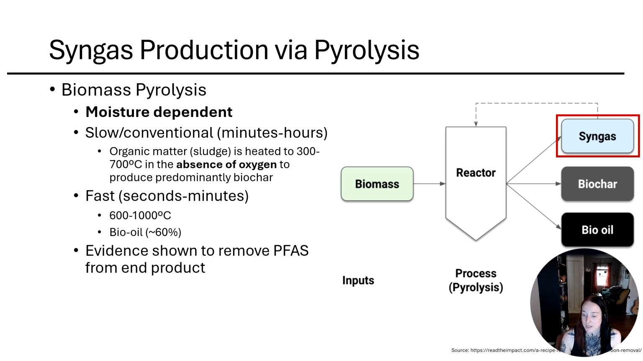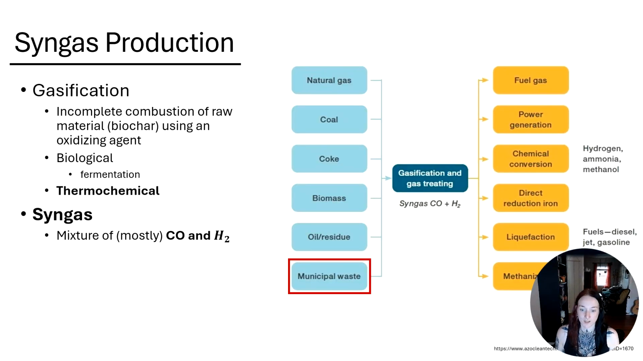To produce syngas, we will need to look at something called gasification, which we'll look at in the next slide. But one cool thing about going this route is there is evidence to show that PFAS are removed from the end product in this process of pyrolysis. And with the awareness of PFAS coming into focus now, that might be something to note. So in syngas, you go through a process called gasification, which is the incomplete combustion of raw material using an oxidizing agent.